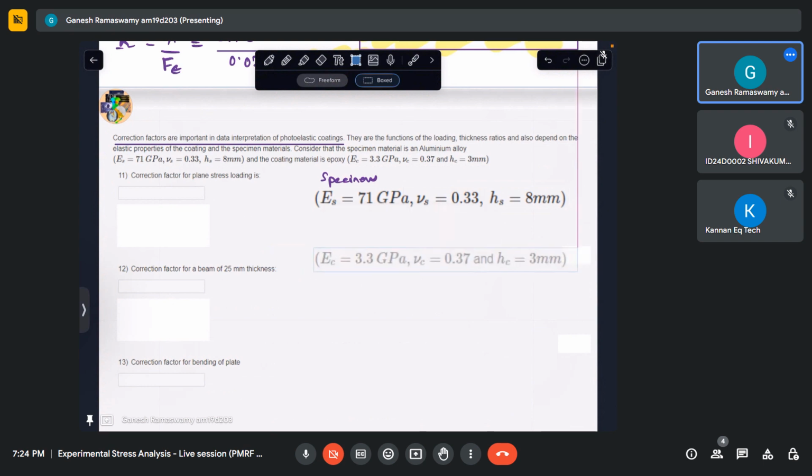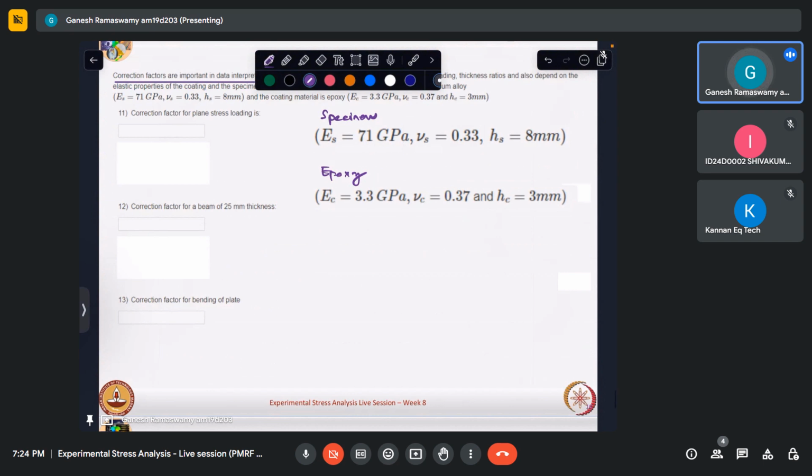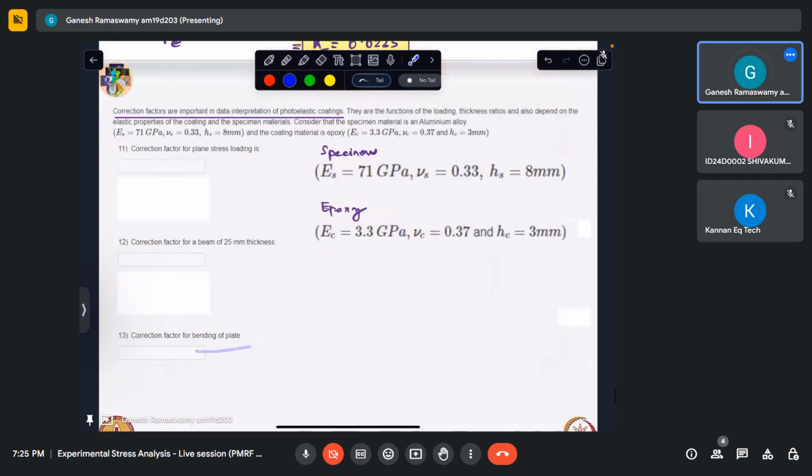So what they are trying to ask here is, let us say the same aluminum alloy, I subject it to different types of loadings. For example, I take this as a cuboid, actually, let this be thin. Let me connect this.